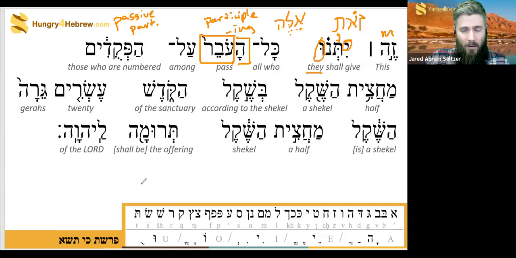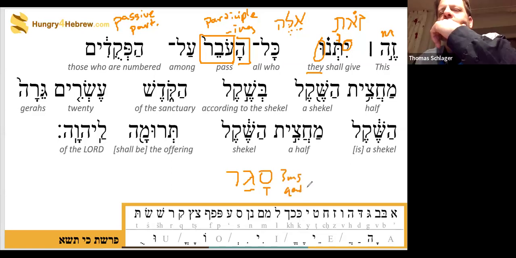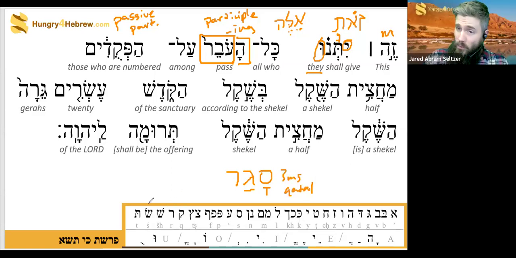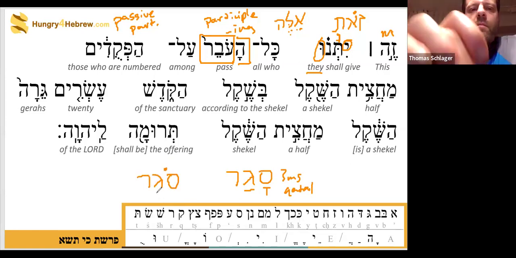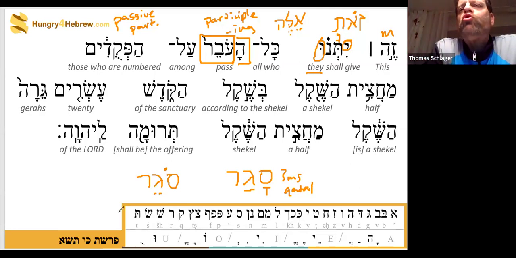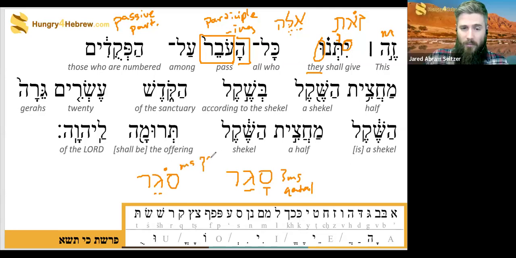Let's say he closed the door. We're going to use the verb sagar. He closed it. Good, that's our 3ms katal. If he is the one closing the door, he is the soger. That's our masculine singular participle.